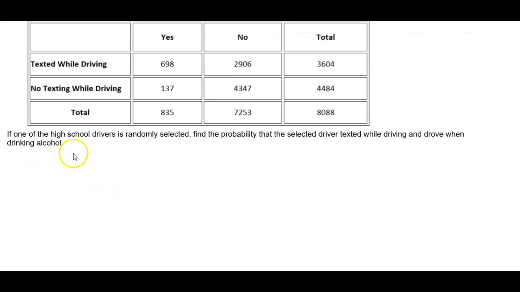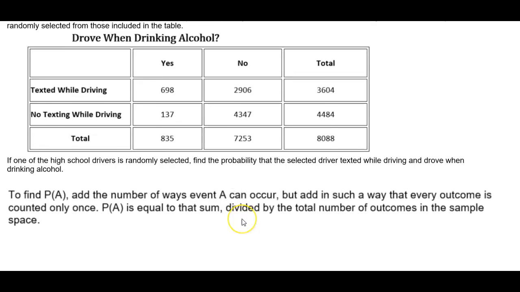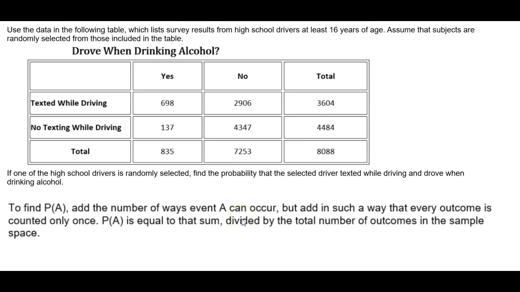Now, if one of the high school drivers is randomly selected, we want to find the probability that the selected driver texted while driving and drove when drinking alcohol. To find the probability of event A, we add the number of ways event A can occur, but in such a way that every outcome is counted only once. So the probability of event A is equal to the sum divided by the total number of outcomes in the sample space. First, let's figure out what that number is.